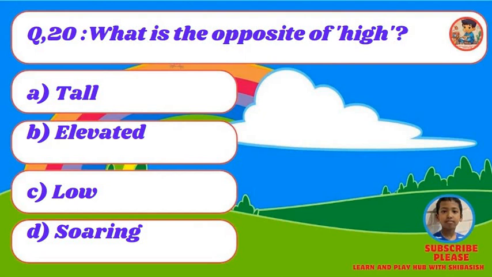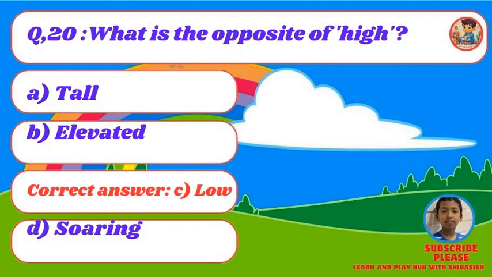Question 20. What is the opposite of high? Option A, tall. Option B, elevated. Option C, low. Option D, soaring. The correct answer is option C, low.